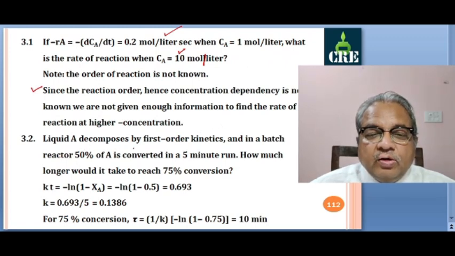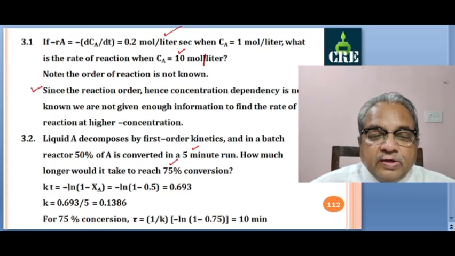Second problem: liquid A decomposes by first order kinetics in a batch reactor. 50% of A is converted in 5 minutes. How much longer would it take to reach 75% conversion? So first order kinetics, we know Kt is equal to minus ln of 1 minus Xa. For Xa equal to 50%, the Kt value is 0.693. It happens in 5 minutes. So K is equal to 0.693 divided by 5, where t is 5. So it is 0.1386.